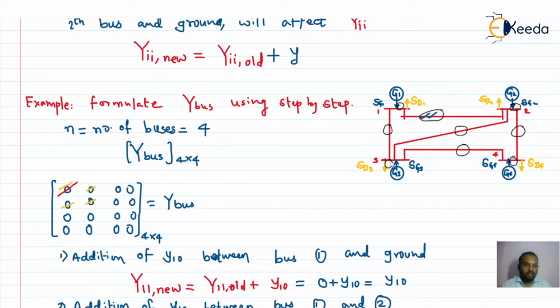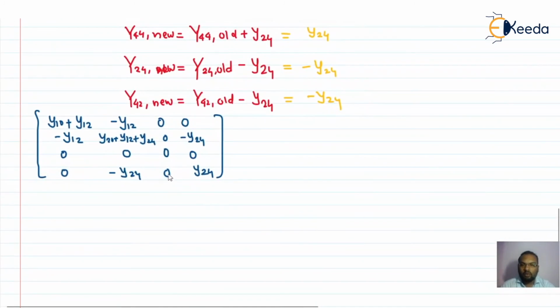Okay, so this way you can include one element at a time and go on modifying this y bus matrix, or the elements of the y bus matrix. After considering all these elements, you'll get the y bus matrix. So this is how simple it is to calculate the y bus matrix.